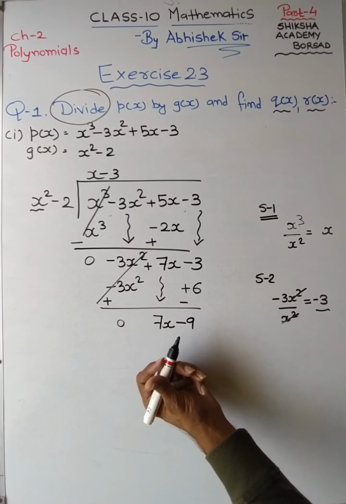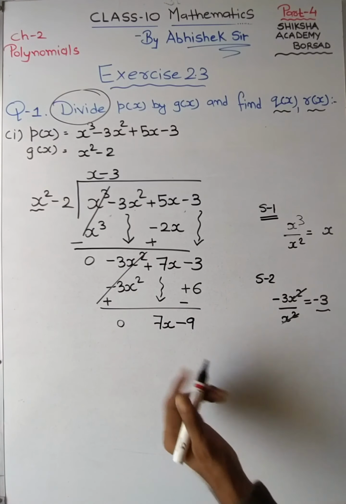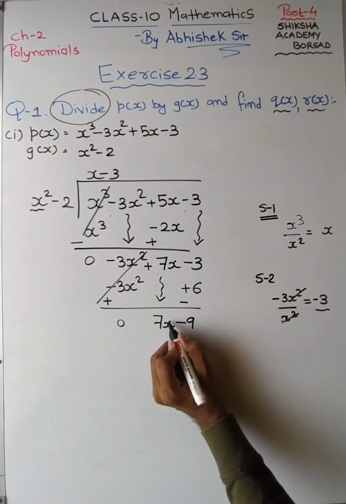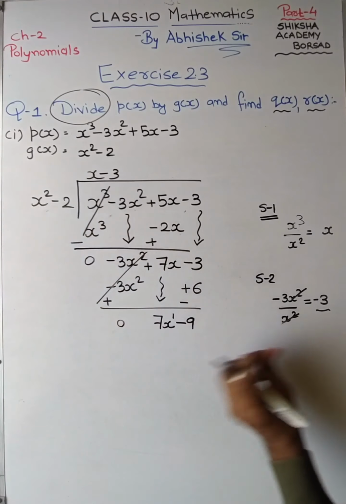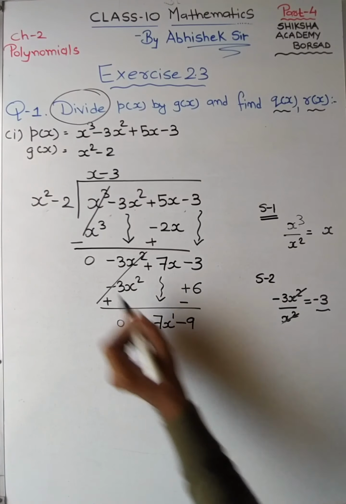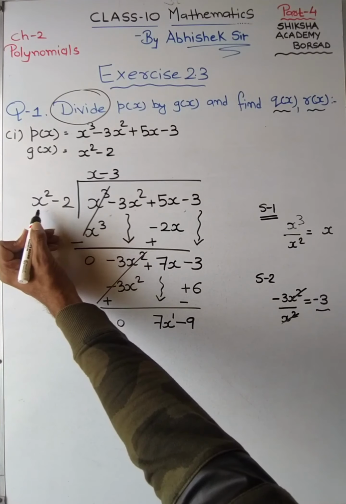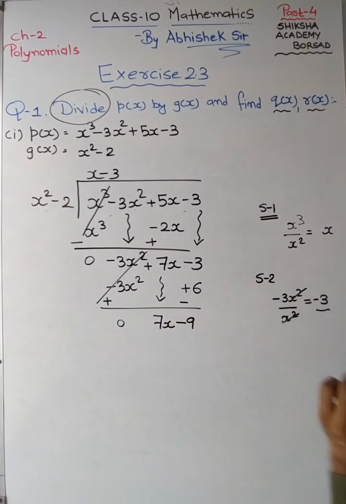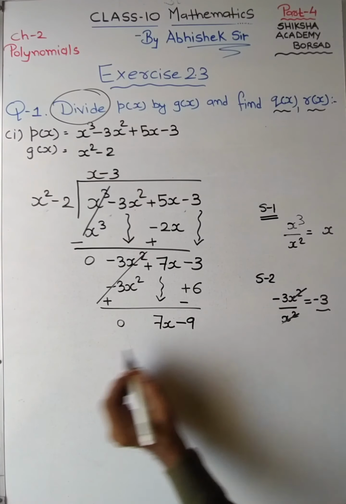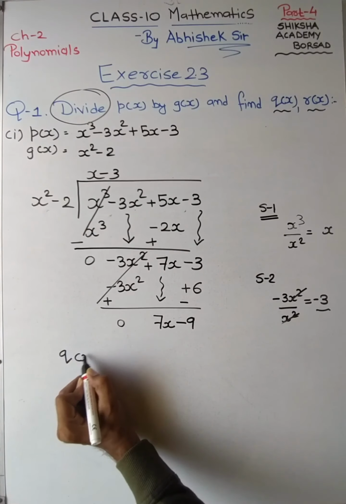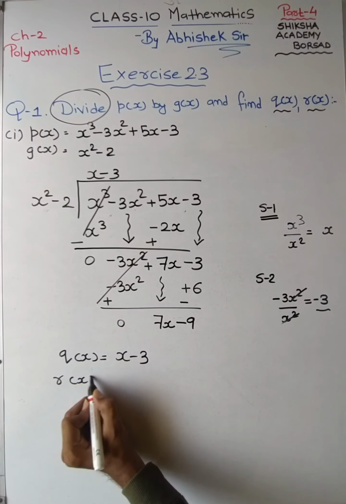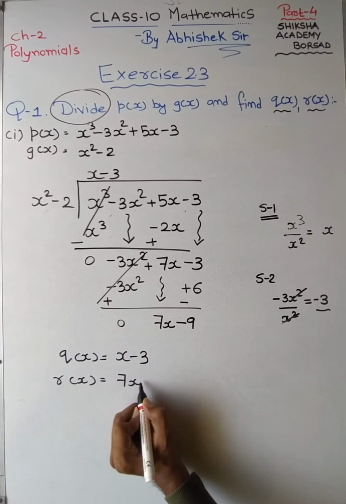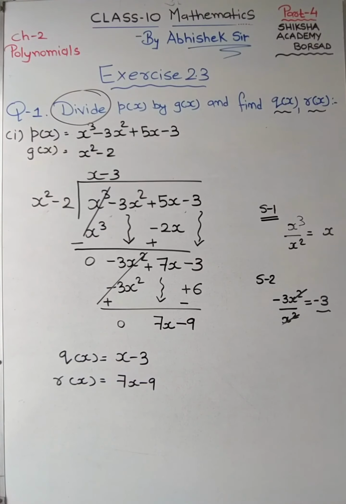You will think that we can still go on, but you see the power of this is 1 and the power of this is 2. So the degree of the remainder is less than the degree of the divisor. So we will not continue. We will stop over here. So our quotient will be x minus 3. Our remainder will be 7x minus 9. So this is the solution of the first question.